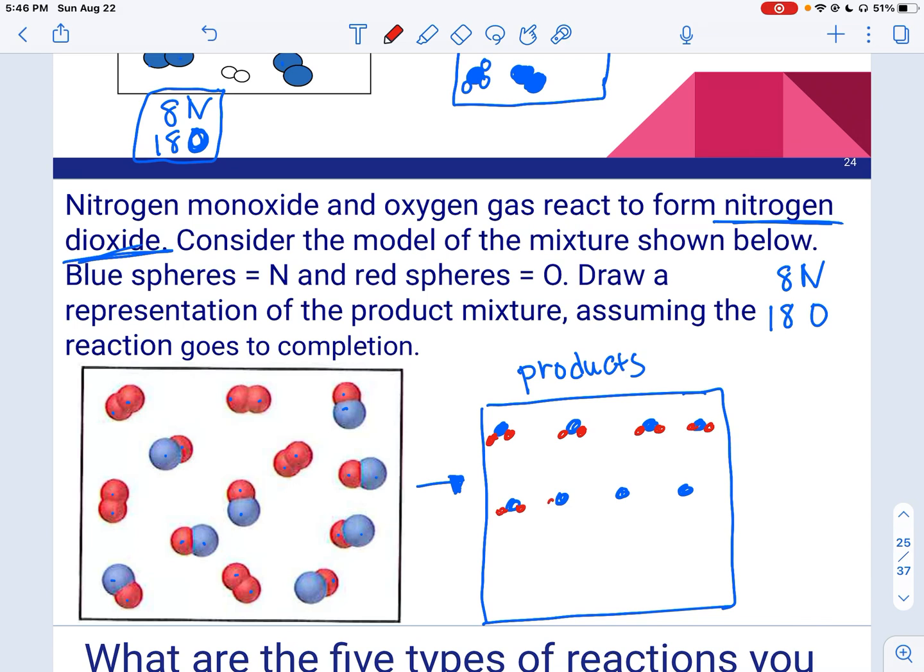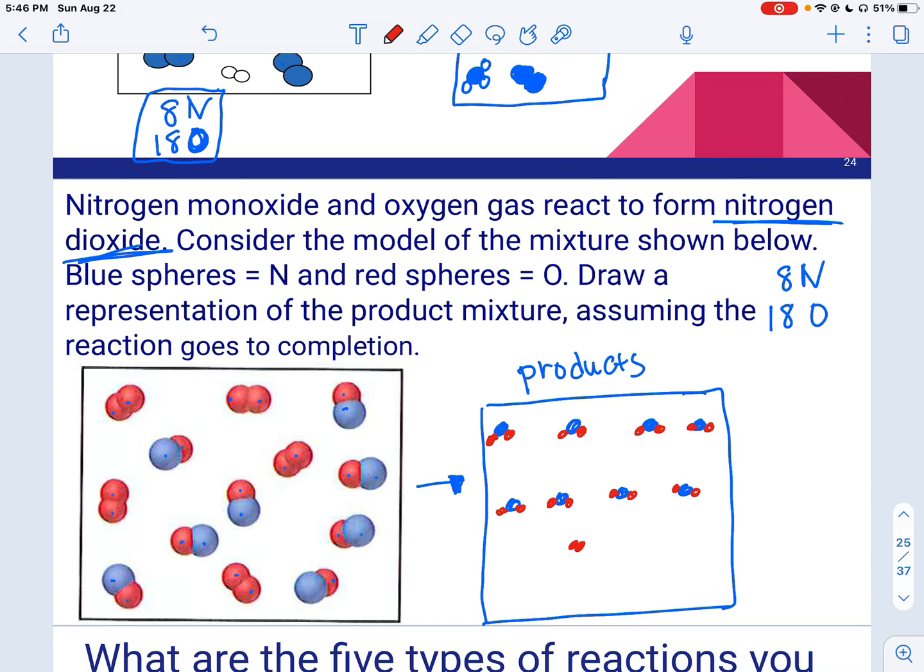8 NO2s. And that uses up 16 of the oxygens. So our excess reagent is going to be O2. And we just have one left over.